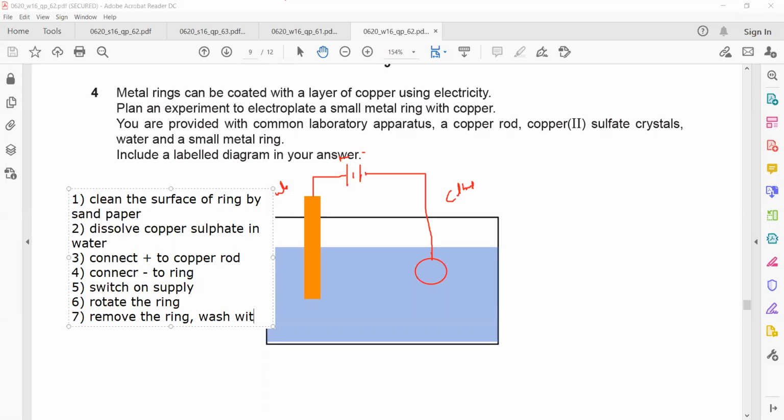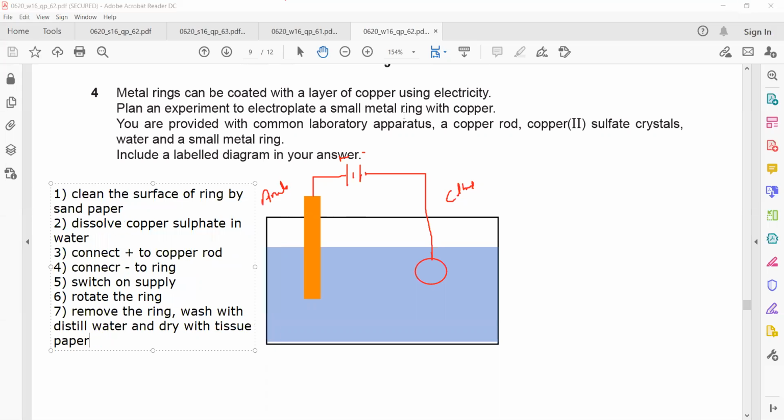Wash with distilled water, and dry with tissue paper. That is the experimental procedure for how you can electroplate a metal ring. Is it clear, this experiment? Any doubt in this?